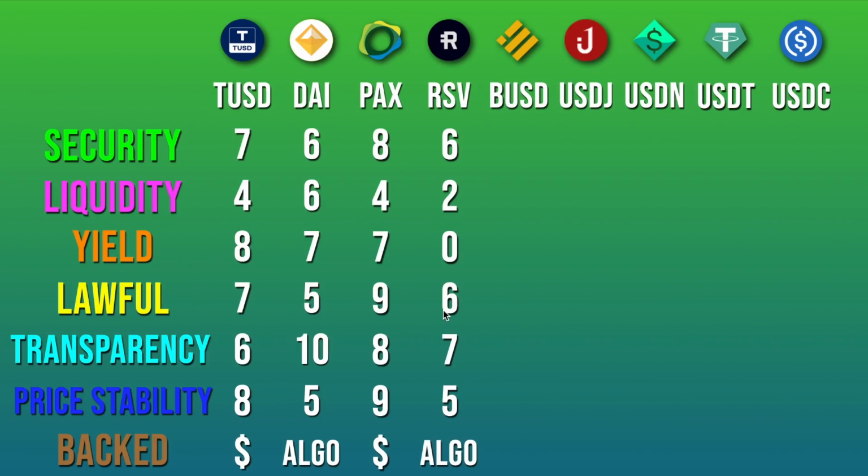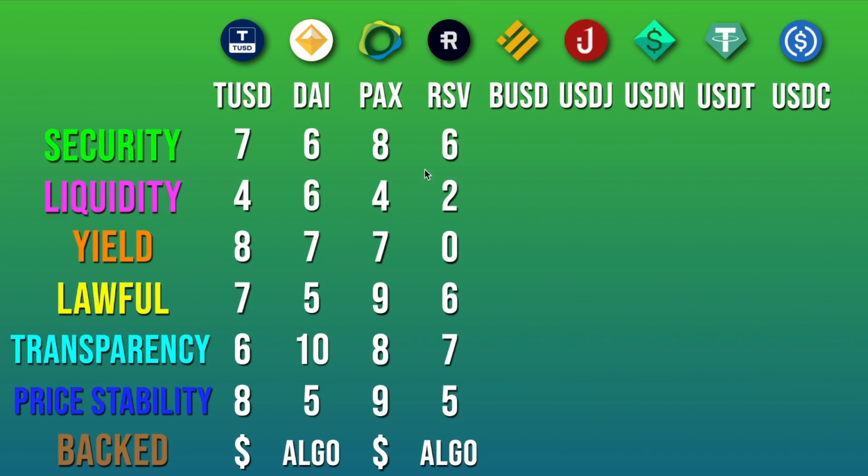Lawfulness is 6, and I put it 6 here because like I said, they use a lot of different coins in their basket, and we don't know how the EU regulations are going to take place. That's why I put it 6 here, because they will probably have a lot of issues going forward with the stable coins, because they use other coins there as well.